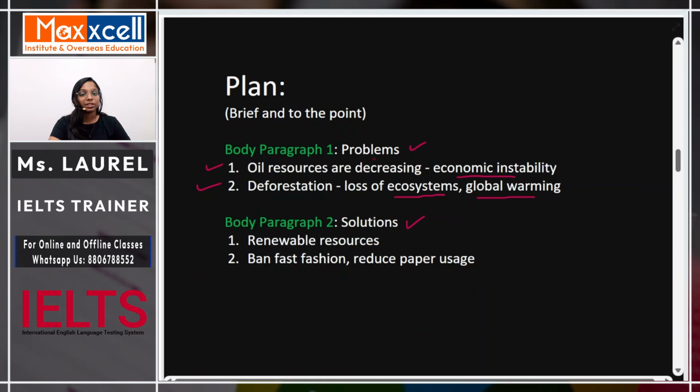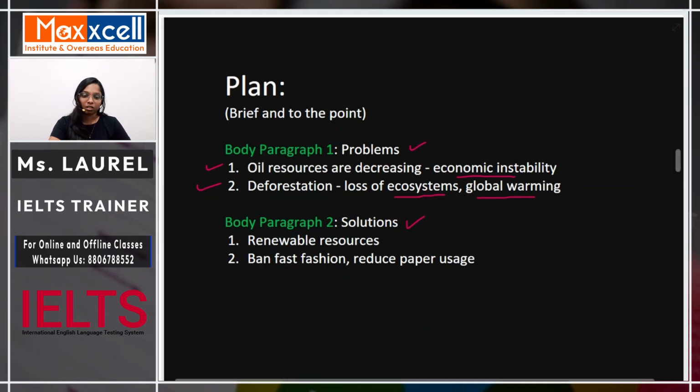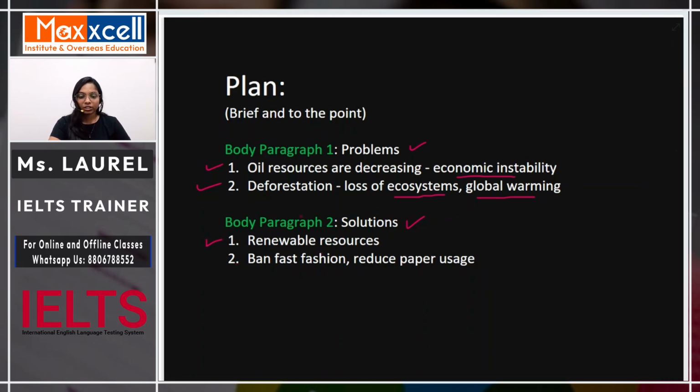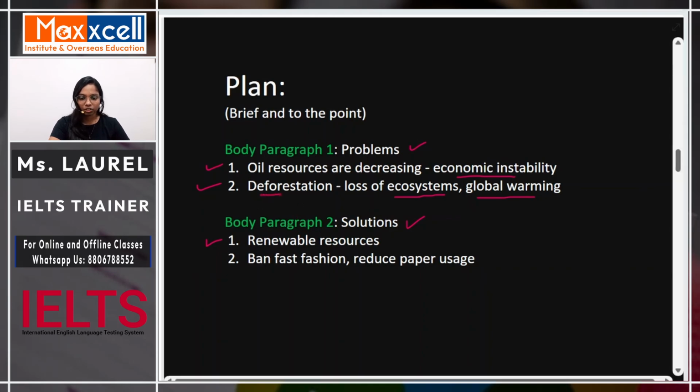Right? The one problem is the oil resources being depleted, decreasing. So in that case, how are we going to combat this problem? We are going to combat it by using renewable resources like solar energy and wind energy. All of these things will help us to save the oil resources from being overconsumed. On the other hand, how are we going to combat deforestation?